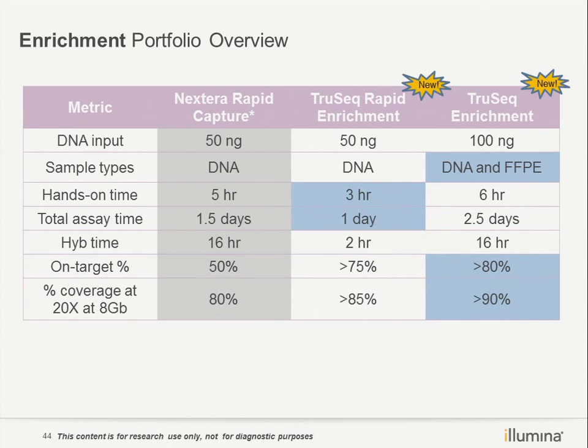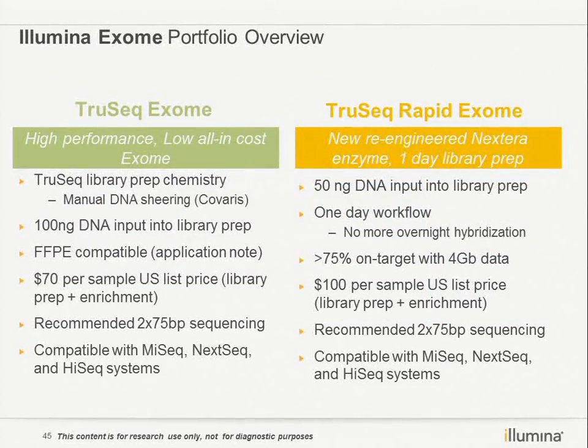But it has a better on-target percent and better coverage of your targets in comparison to this one. This kit is our old kit. You can still purchase this one, but you can compare the features and also the cost with the other two. The TruSeq Exome, here is the US list price, but the price in Hong Kong may be a bit different.